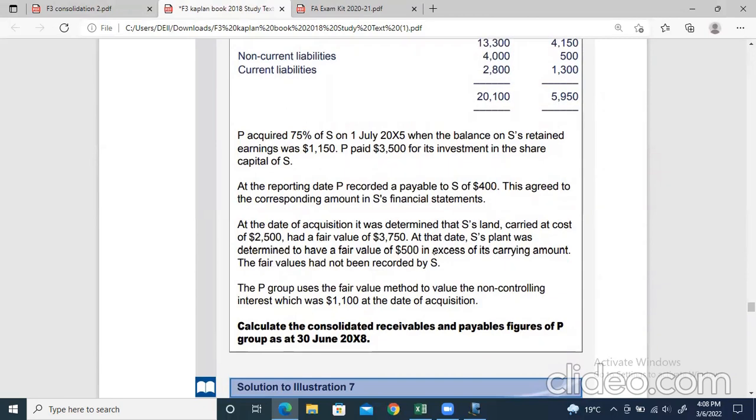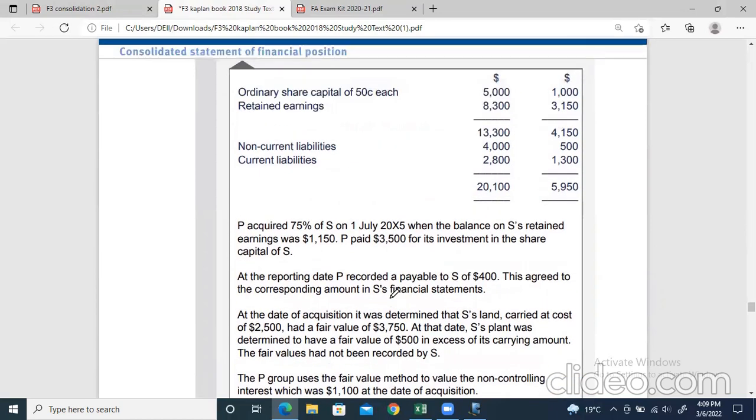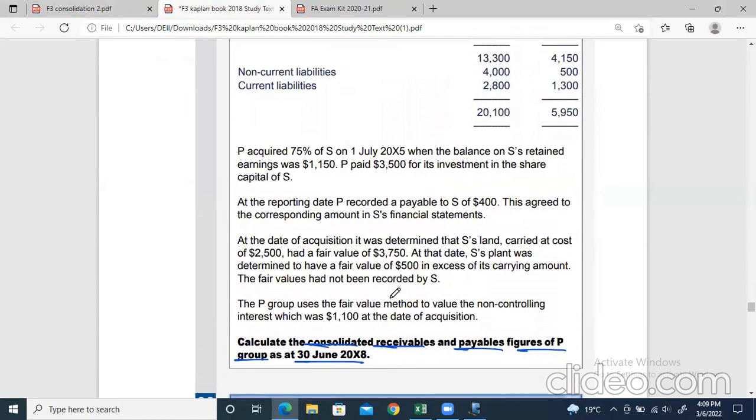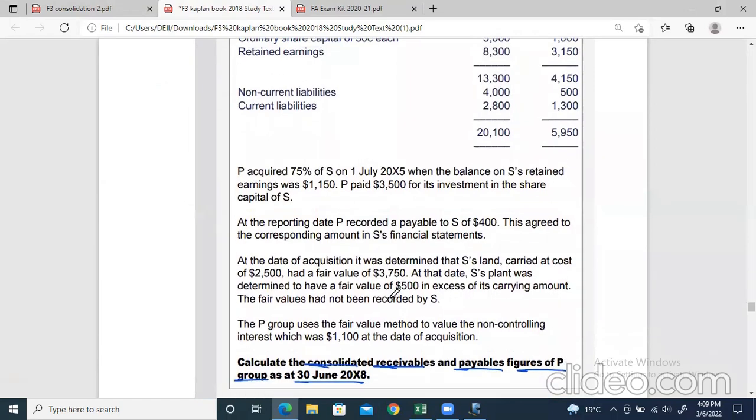Let's read the requirement over here. Calculate the consolidated receivables and payables figure of P group at 30th June 2018. So we have to calculate the receivables figure and the payables figure. Yes, this can be one thing that may be asked in the MCQ, but it will not be so long. Just a maximum of 2 or 3 things will be given to you, right? That's why I was emphasizing learning the workings and the formats separately, like standalone, so that you will be able to do the MCQs as well as the Section B questions.